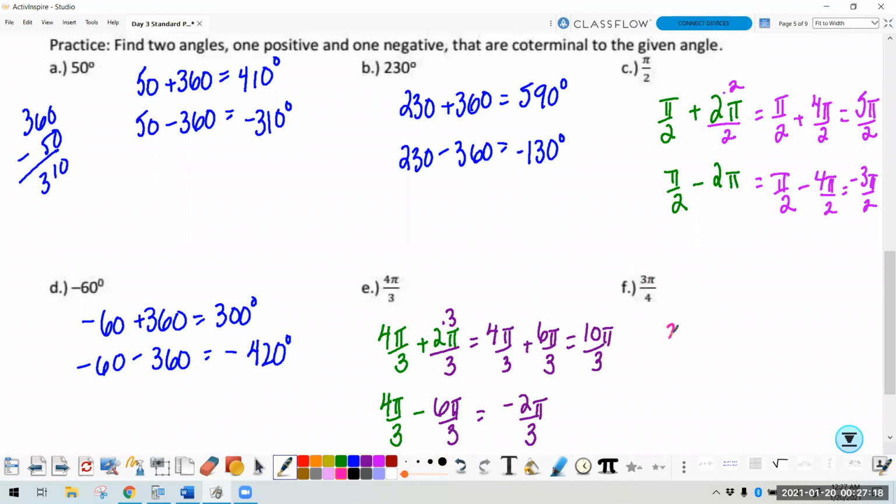Now, last but not least, for 3 pi over 4, since I know I'm going to add and subtract 2 pi, I'm going to write 2 as something divided by 4. So instead of doing 2 pi and then finding the common denominator, I'm going to go straight to 8 pi over 4, because 8 over 4 is 2. The answers for F are 11 pi over 4 and negative 5 pi over 4.